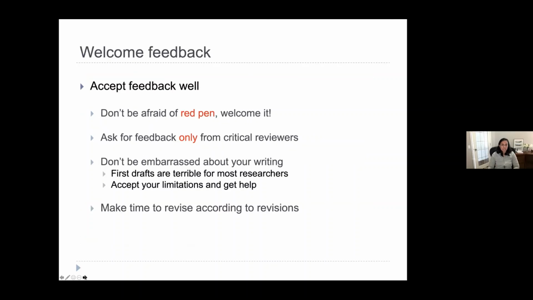So I think that is it. And then we talked about all of this, which is red pen and get a critical reviewer. First drafts are terrible, and all of this will take time. So why don't we pause here?